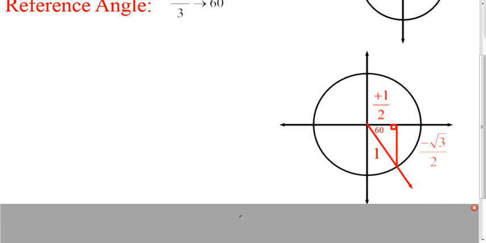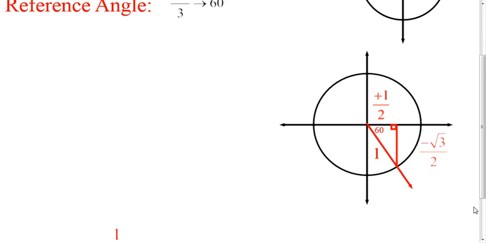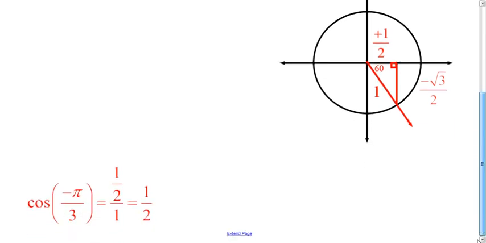So if we're trying to find the cosine of negative pi over 3, again, cosine is defined as the adjacent over the hypotenuse. Well, here's our adjacent, here's our hypotenuse. So we know that we're going to end up with 1/2 being our exact value for the cosine of negative pi over 3.